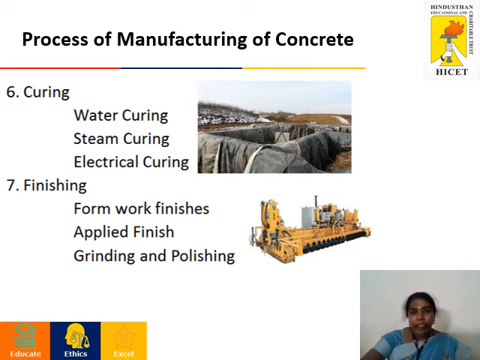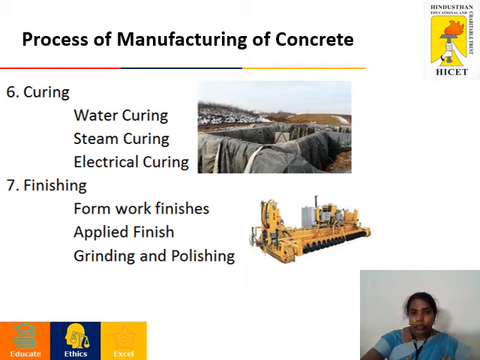The seventh stage, the finishing of concrete, is the last stage of manufacturing of concrete. So what is the finishing of concrete? It is the process to create a smooth and durable surface. After removing the formwork, we will create the smooth and durable surface. This is the last stage of the manufacturing of concrete. It includes the formwork finishes, applied finish, and grinding and polishing.